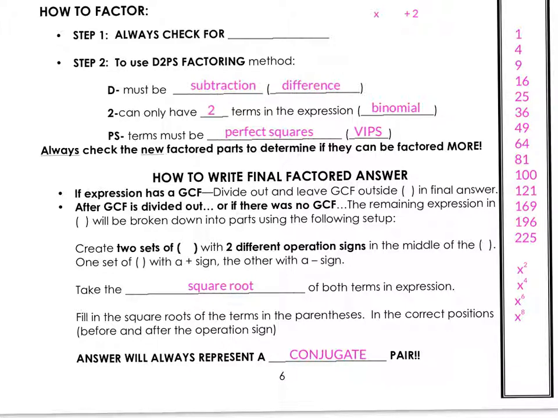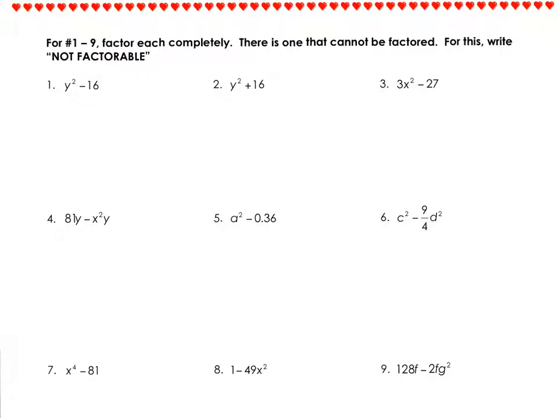Okay, let's look at one example together. The directions here say that for numbers 1 through 9, factor each completely. And there is one that cannot be factored. For that one, you're just going to write not factorable. So let's look at the first one, y squared minus 16. Well, first we ask, is there a GCF? I don't see anything common in either one, so there is no GCF.